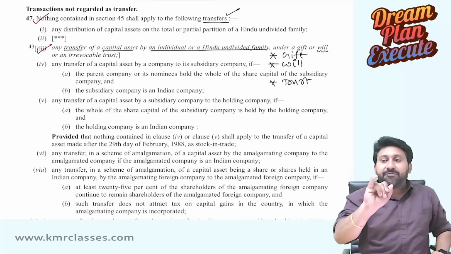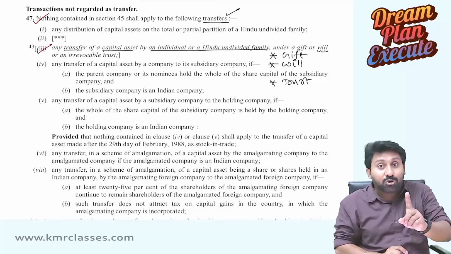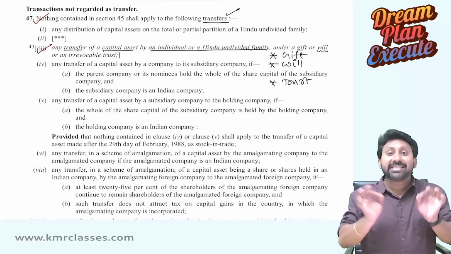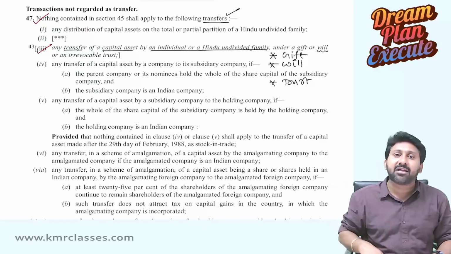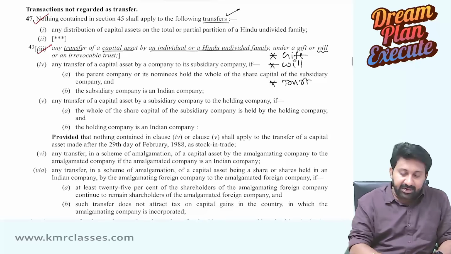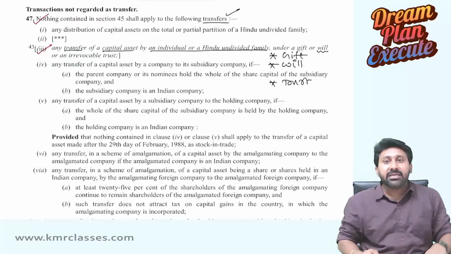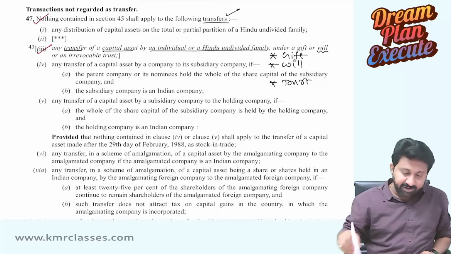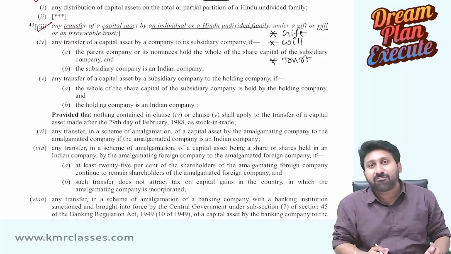If you observe gift, will, irrevocable trust, a common thing is that the transfer does not involve consideration. Gift consideration is 0. A gift is out of natural love and affection. Where is the concept of consideration coming into it? So any transfer made as a gift or will or irrevocable trust by an individual or HUF is not a transfer attracting section 45. That's the way in which you need to understand. But this provision is not so simple as what we read.